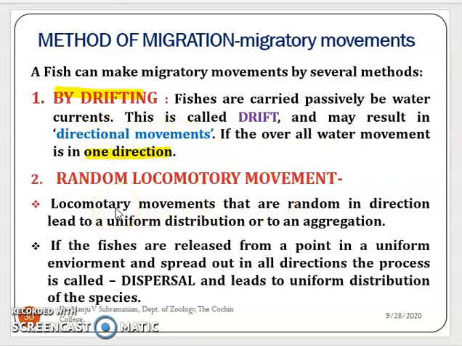And the second type of method of migration or migratory movement is random locomotory movement. That is, locomotive movement that is random in direction leads to uniform distribution and aggregation. That is, if the fishes are released from a point in a uniform environment and they spread out in all directions, the process is called dispersal, and that leads to the uniform distribution of the species. So the species themselves randomly distribute uniformly so as to disperse the maximum number of eggs. So there is a random locomotory movement that is exhibited by the fishes. That's the second type of migratory movement.